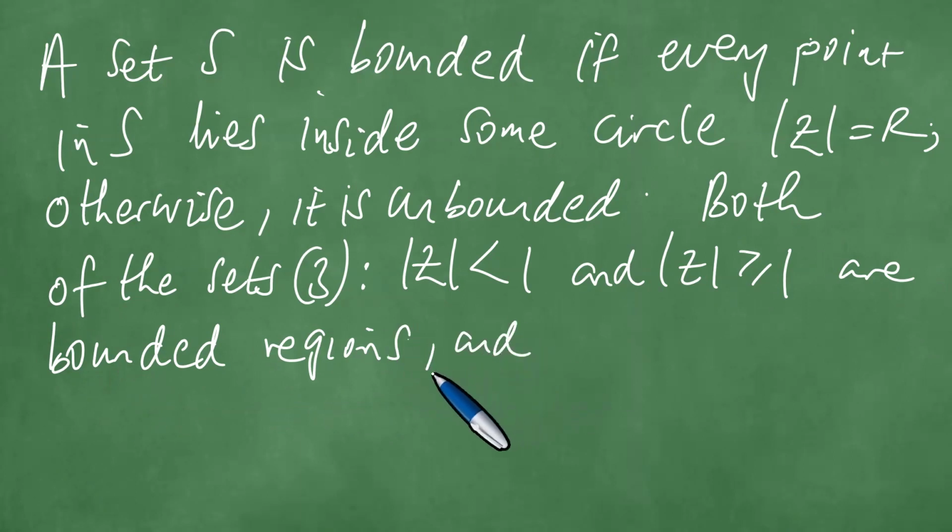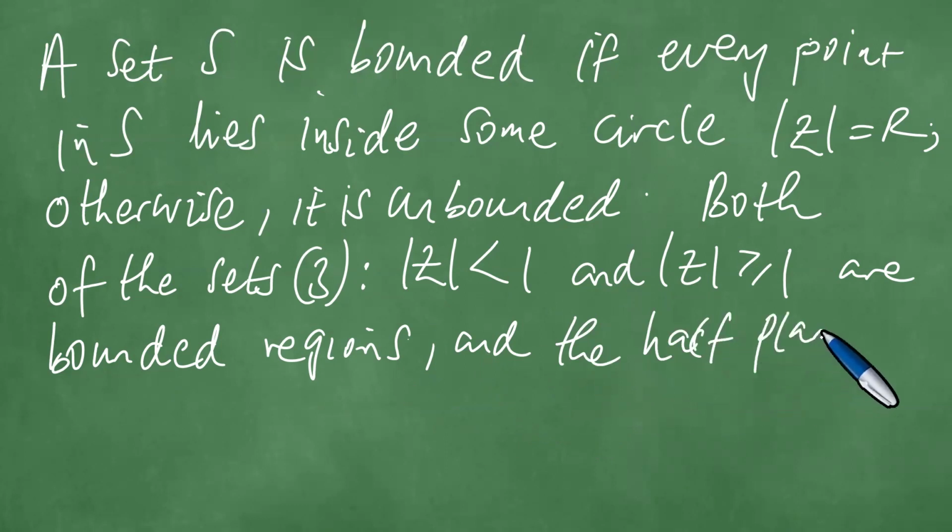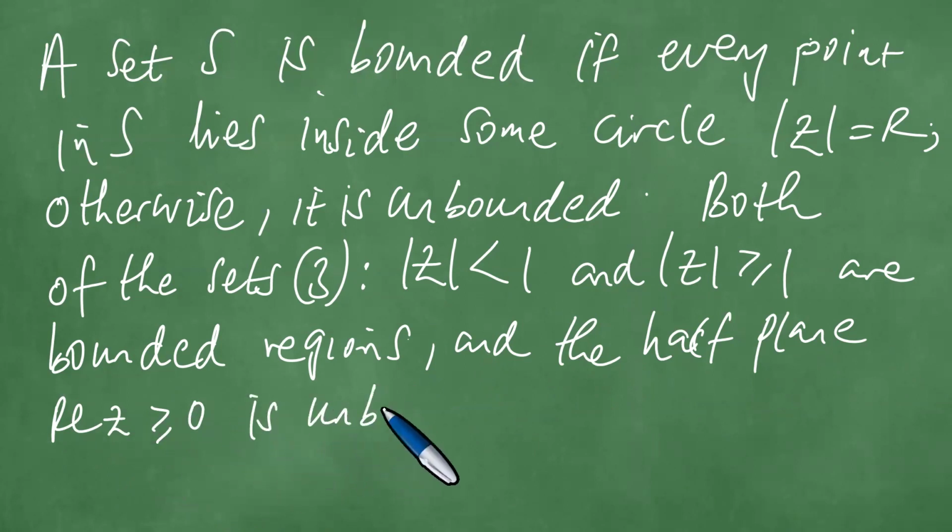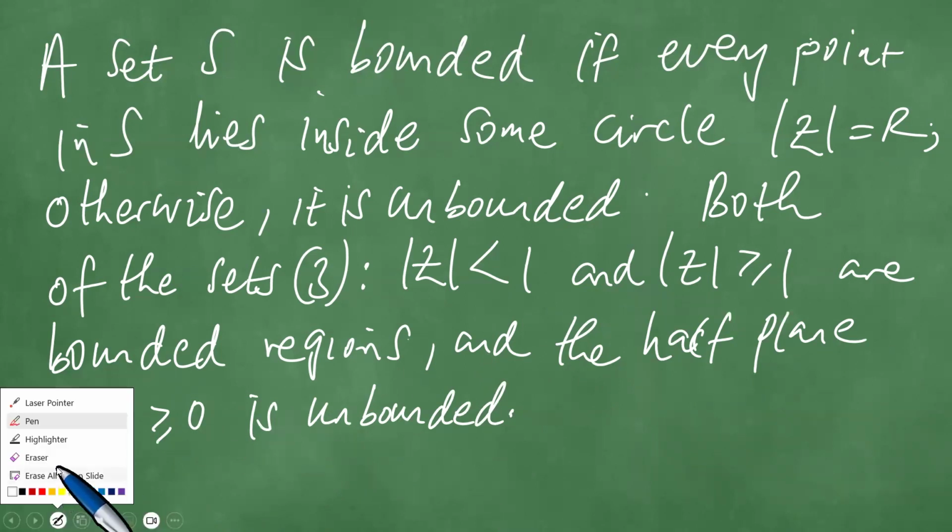So yeah, the region can always, as said, already have a boundary or no boundary at all. And so these two are bounded regions, and the half plane real part of z greater or equal to 0 is unbounded.